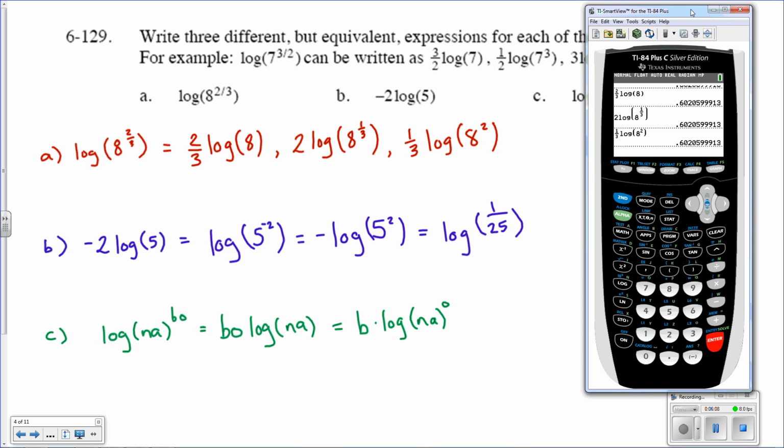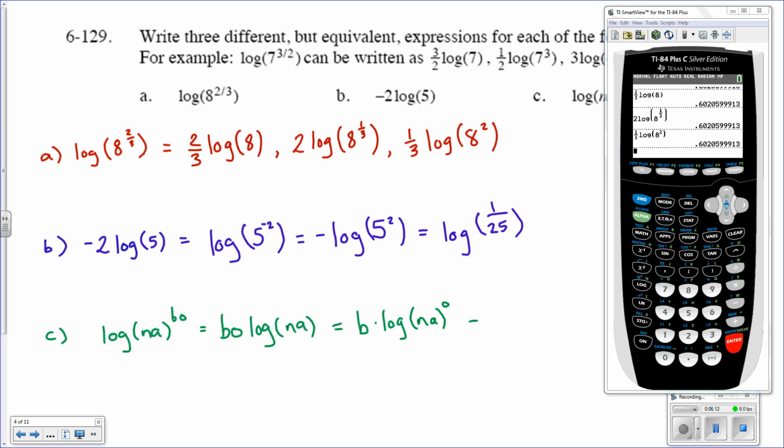And you could also just flip-flop our letters. Instead of leaving O there and moving B in front, we could do O times our log of N^A raised to the power of B. If you really want to check them, if you're not sure, you would probably want to put in values for all of your different variables and see if it works out. In this case, you've got 3 pretty solid examples for just changing the form of this. These are still equivalent. They still have the same value. They just look different. That is problem 6-129. If you have additional questions, make sure you ask your teacher. Otherwise, thanks for watching.